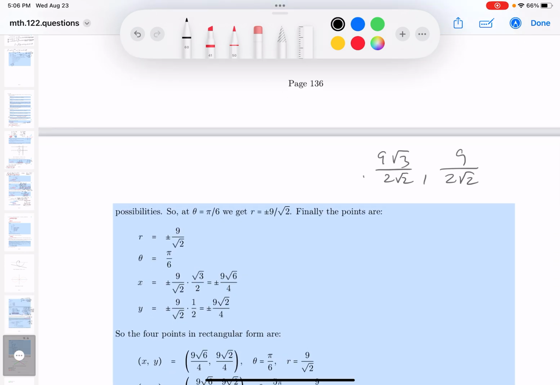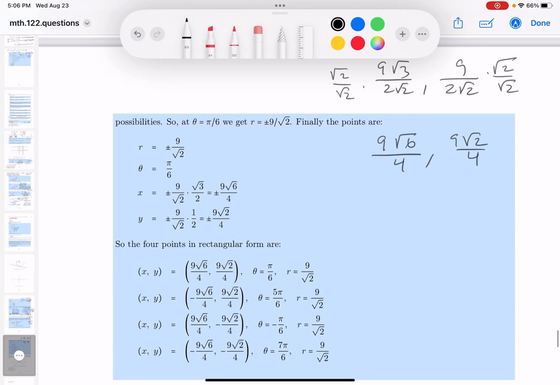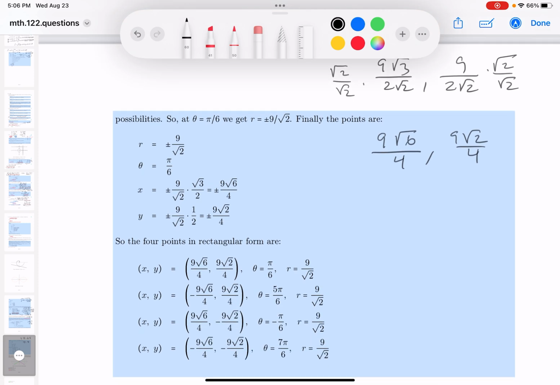So I would multiply this by root 2 over root 2. What would you get there? You get 9 root 6, and that would give you 2 times 2, which is 4. I'd multiply this by root 2 over root 2. You get 9 root 2 over 4. All right? So, I'm looking for these points. And what am I looking for? Plus, plus.